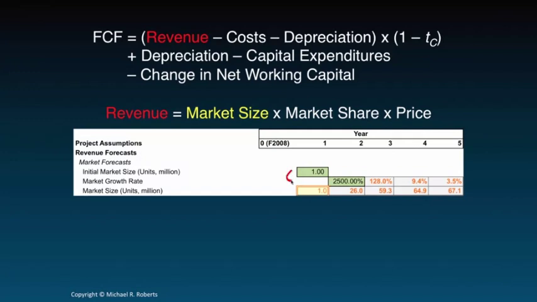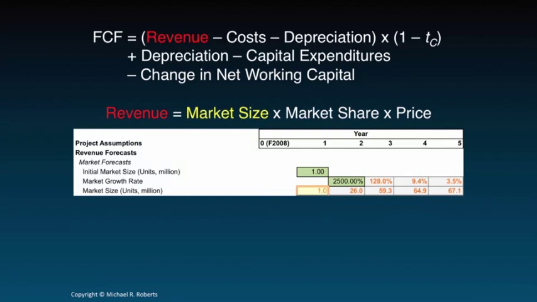So I can use these two assumptions about the market to compute a market size in terms of millions of units, right? Just 1 million in the first year. That's going to grow by 2,500%, 128, 9.4, 3.5. So that's my forecast for the size of the tablet market.